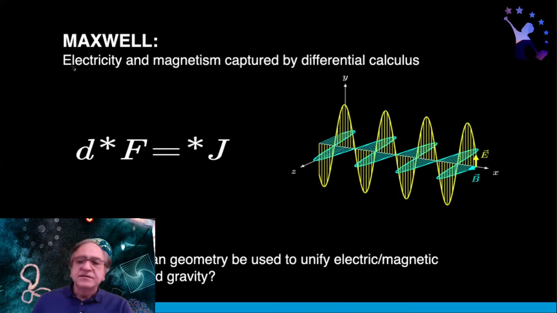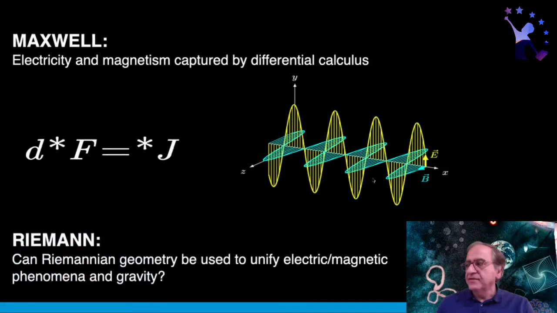Maxwell studied electricity and magnetism, captured by beautiful differential equations, and his famous equations capture remarkable features of electricity and magnetism and the fact that they are related to each other, and the fact that light can be generated by oscillating electric and magnetic fields propagating in space. Riemann, again, the first-rate mathematician who described the Riemannian geometry, thought that perhaps that can be used to unify electricity and magnetism with gravity.